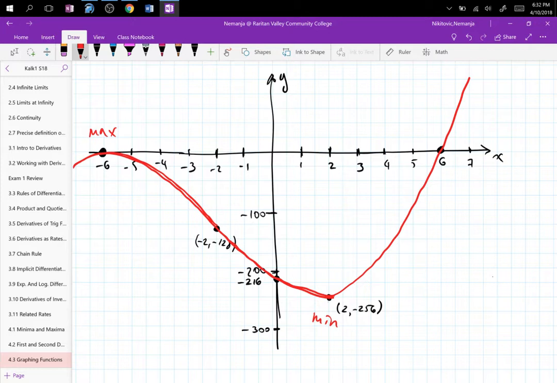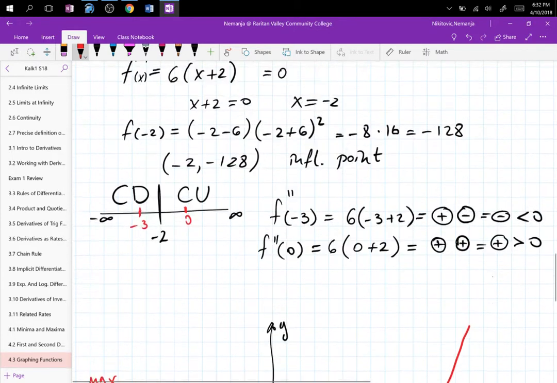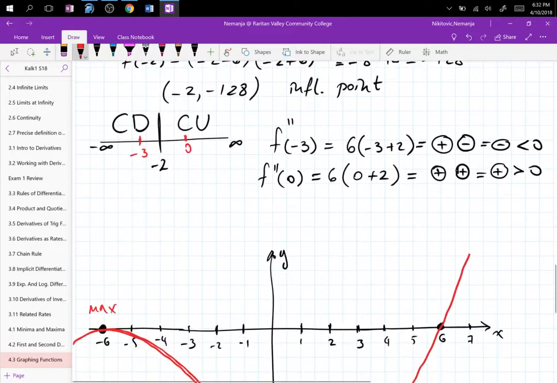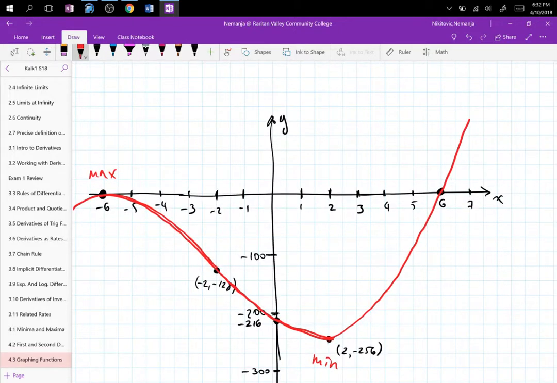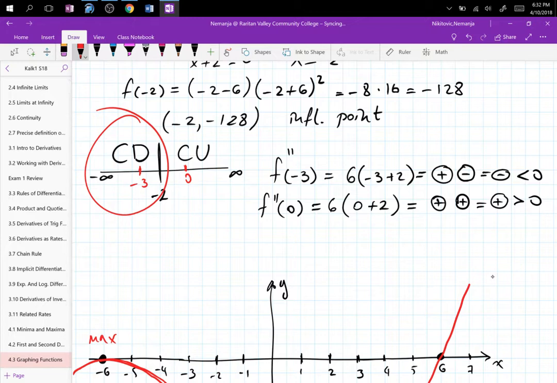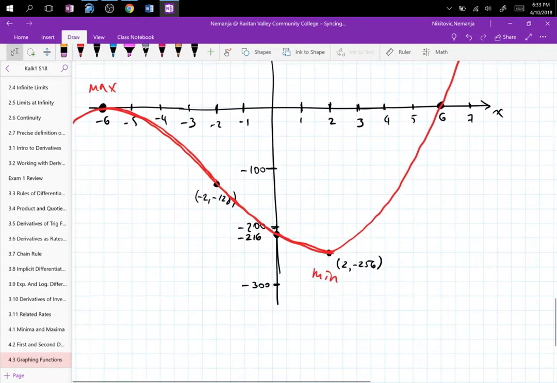Now you can go and check your concavity and increase, decrease. It was increasing up until -6. Look at that, increasing up to -6. You can see it on the graph. Decreasing all the way to 2. That's decreasing all the way to 2. And then increase after that. Concave down up to -2. Concave down up to -2. Concave up after. And those are also visible clearly in the picture.